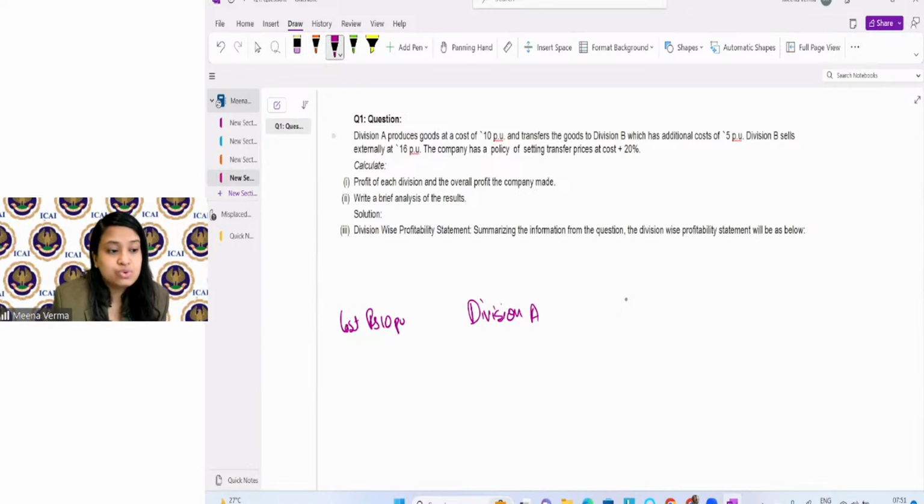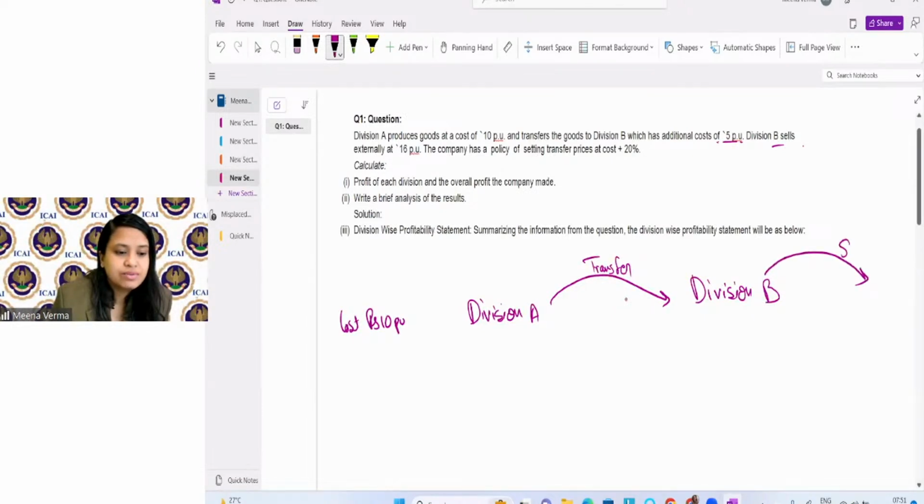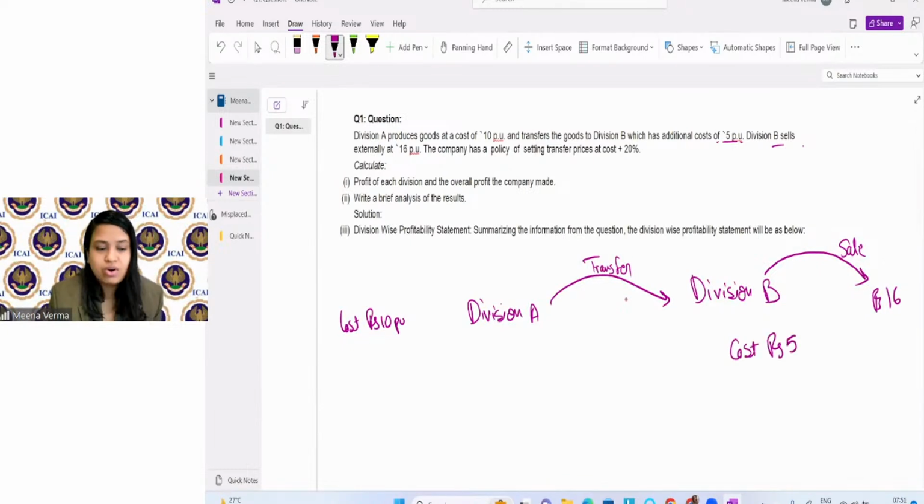And they transfer the goods to division B. From division A, they're transferring the goods to division B, which has an additional cost of rupees 5. Division B is selling externally at rupees 16. The cost they are incurring for the value addition is rupees 5.